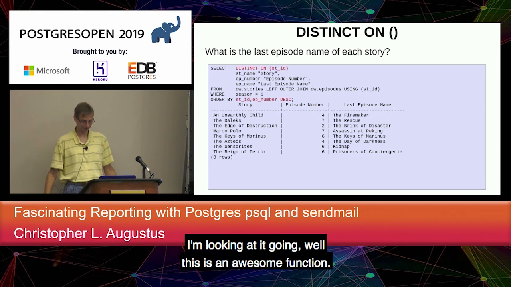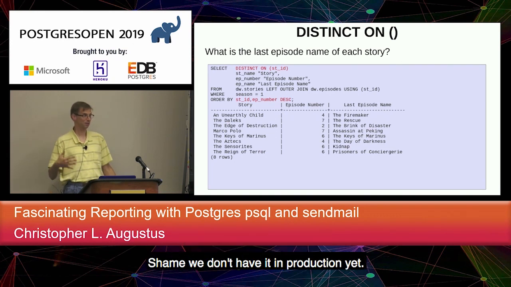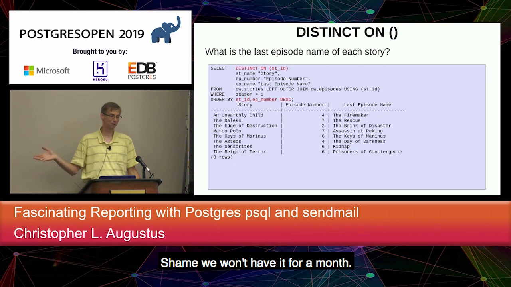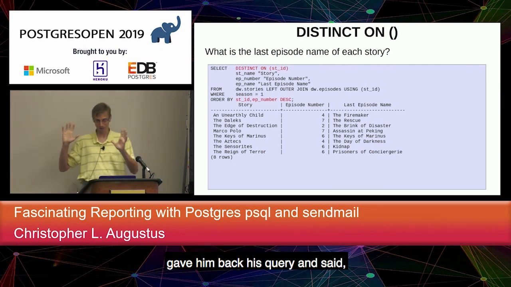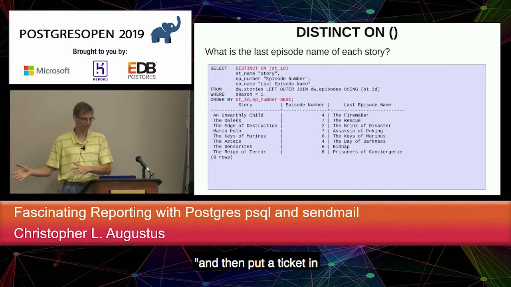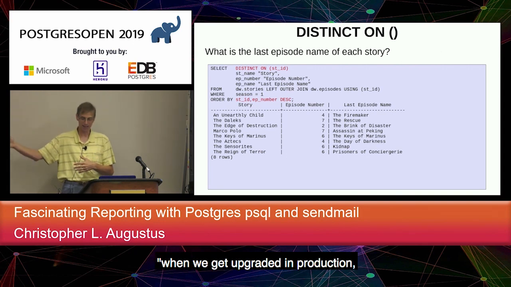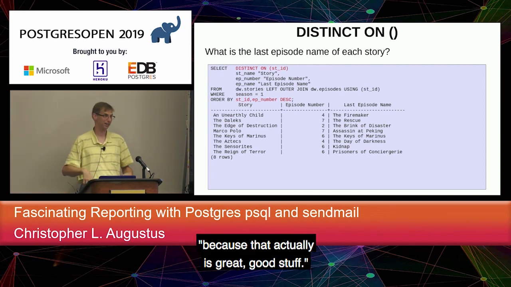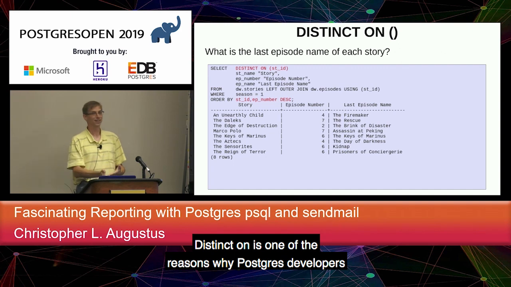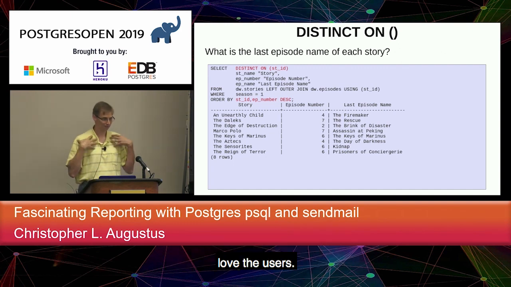I'm looking at it going, well, this is an awesome function. Shame we don't have it in production yet. Shame we won't have it for a month. So I redid it with windowing functions, gave him back his query and said, okay, put this in there and then put a ticket in for when we get upgraded in production. Then you can revert back to your other code, because that actually is great. Good stuff. DISTINCT ON is one of the reasons why Postgres developers love the users.